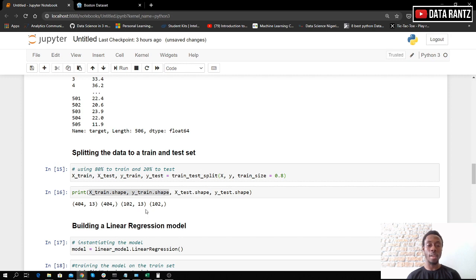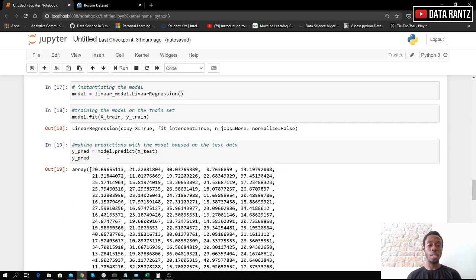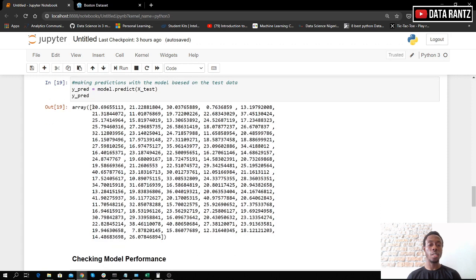We split the data, and then we checked out the shape of it, and then we instantiated our linear model. In this case, we are using a linear regression model because we're predicting continuous variables. Then we trained the model by fitting it using the X train and the Y train, and then we did our predictions. So these are our predictions.